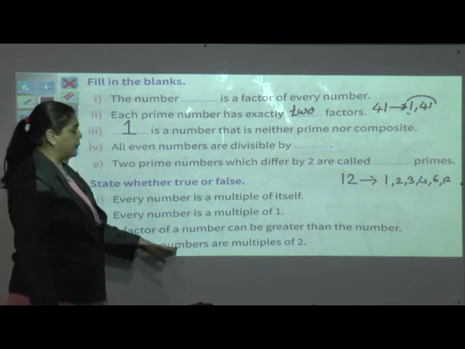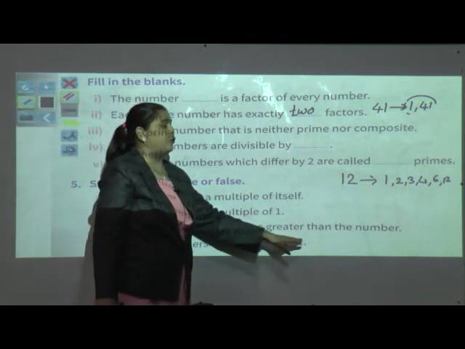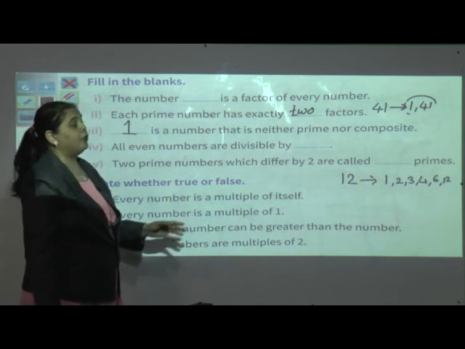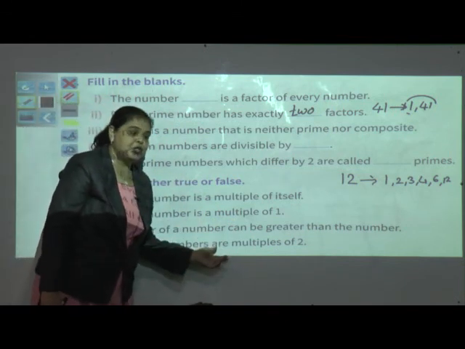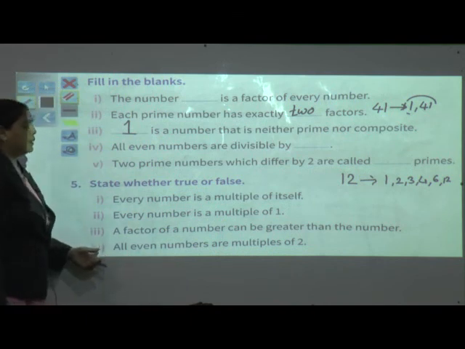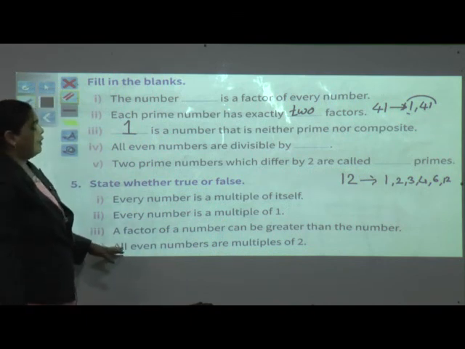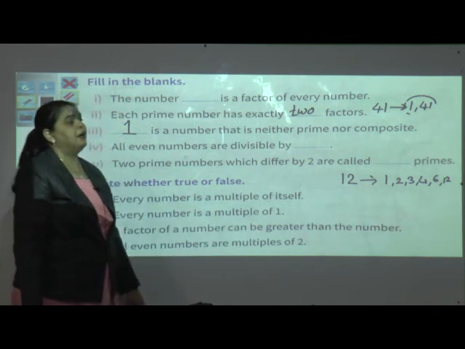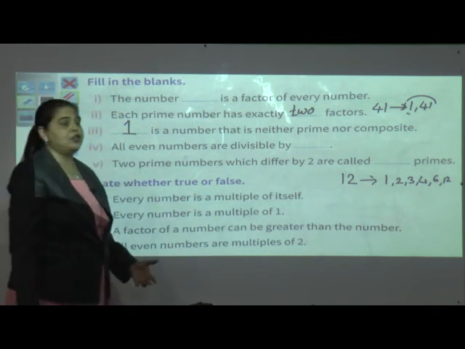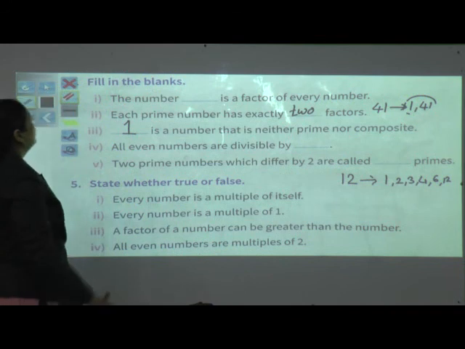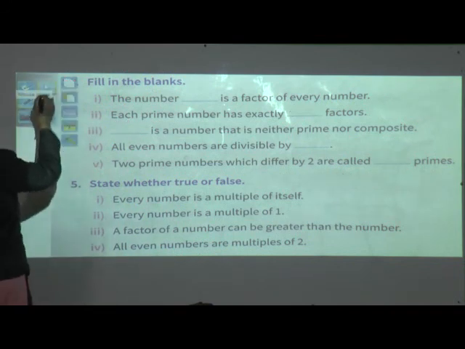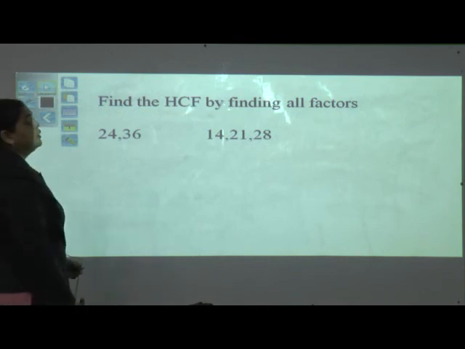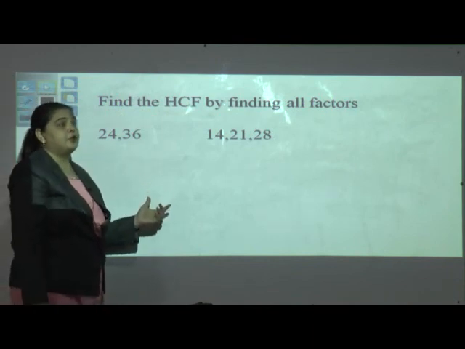All even numbers are multiples of 2. Yes, we had already studied this when we found factors by the division method and by the tree method. I told you that when we have an even number, we always start the multiplication by 2 or division by 2. So it is a true statement. In this way you can solve the fill in the blanks and true or false.